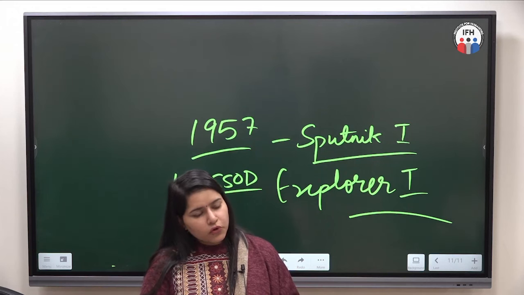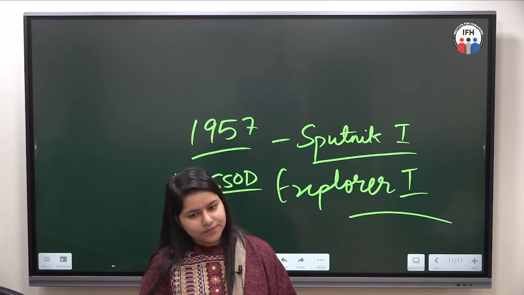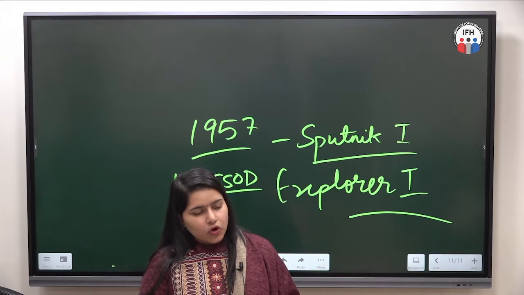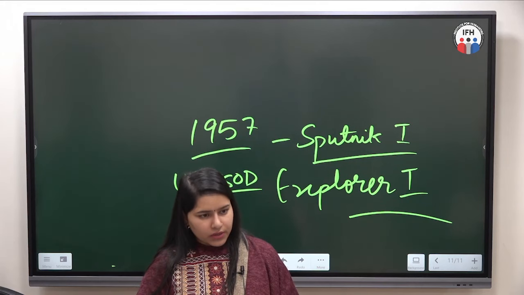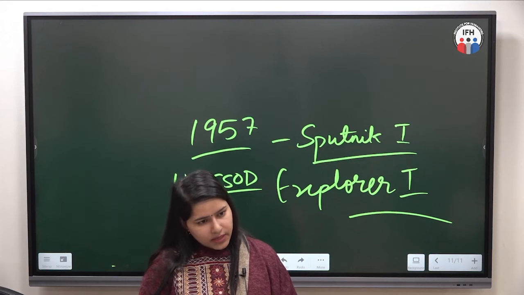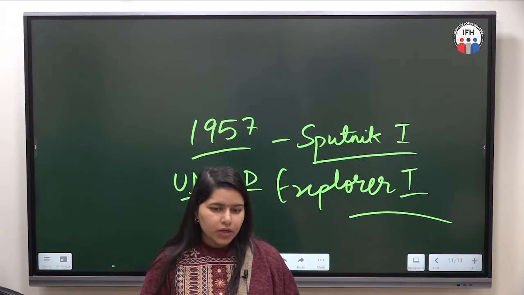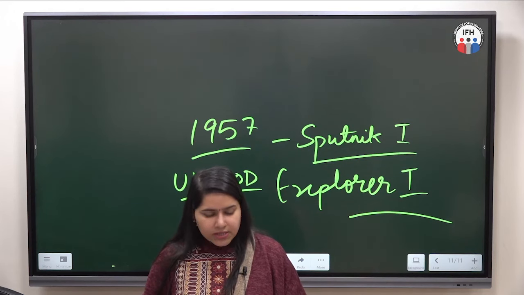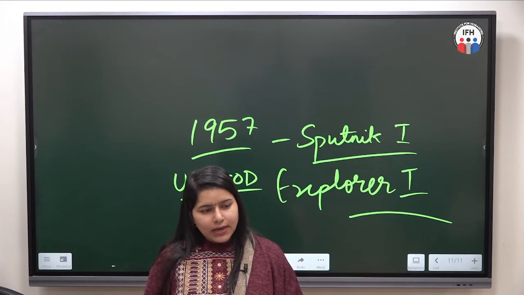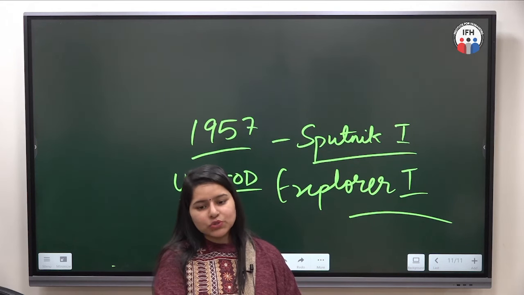In the Vietnam War, who emerged victorious? Communism, right? And the North Vietnamese succeeded in uniting the whole of Vietnam. Basically, they took over the control of South Vietnam as well, which was under the control of a capitalist regime, right? Then the space race. In the space race, you have to remember the launch of Sputnik, Explorer 1 and Neil Armstrong, right?